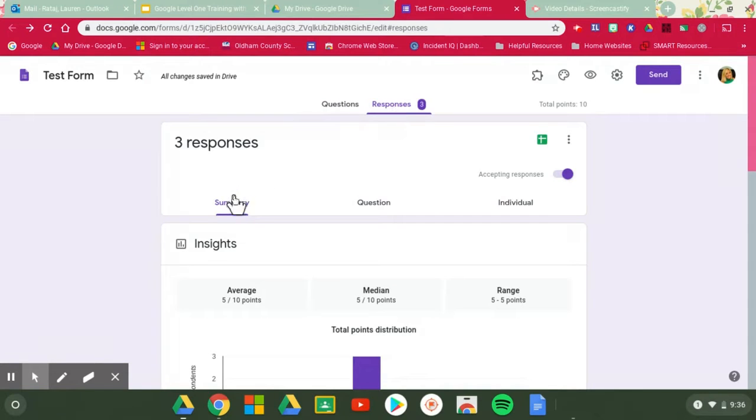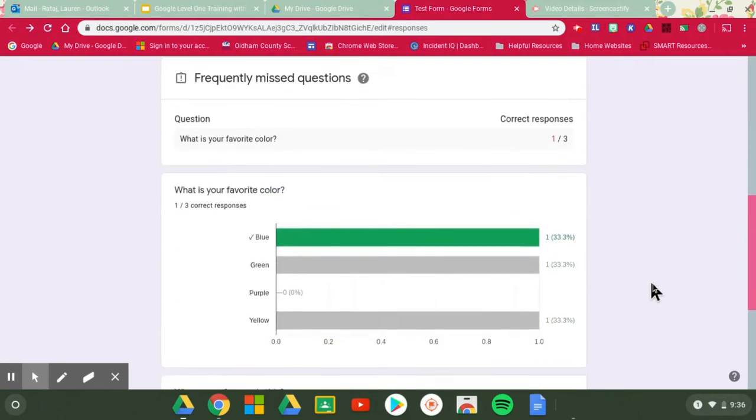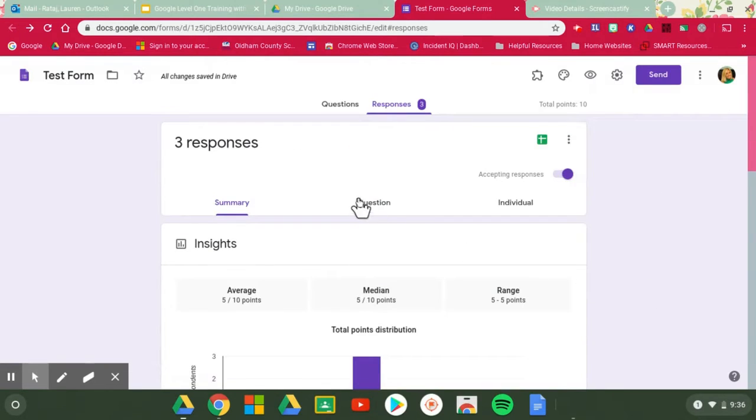There are many ways to look at your responses. You can look at them as a summary, so that means all three put together, and it'll give you some nice charts and graphs. You can look at it by individual question, if you want to analyze just one question at a time, or by an individual person who has taken the form.